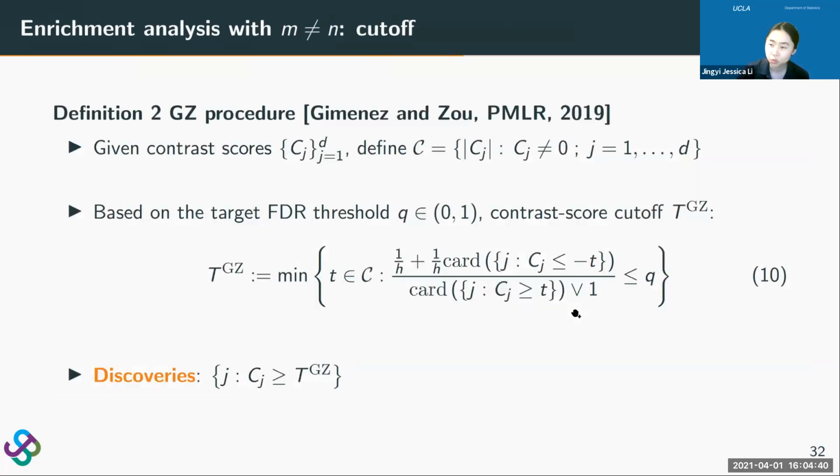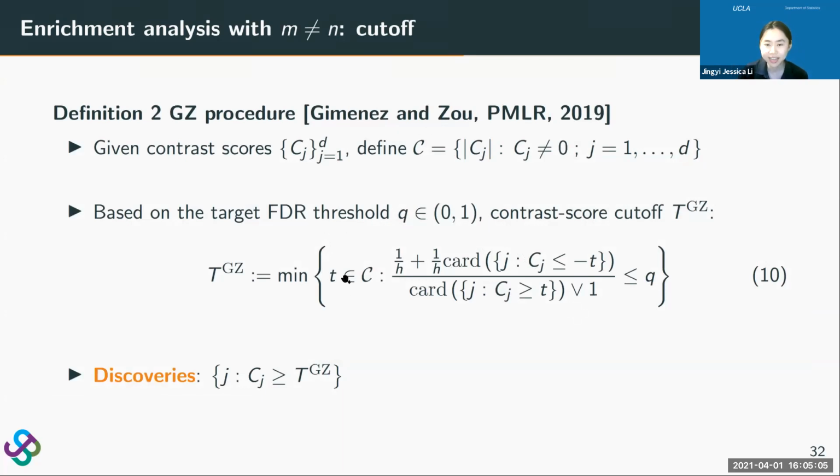Okay, then with those contrast scores, how do we set a cutoff? Here, the BC procedure is not applicable for the general case when we have more than 1 permutation, so when H is greater than 1. This is similar to the multiple knockoff case. You have 1 original data, but multiple knockoffs. How do you set a threshold? For this, we borrow the procedure from GZ.